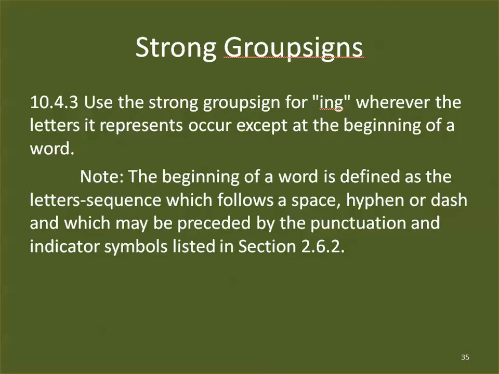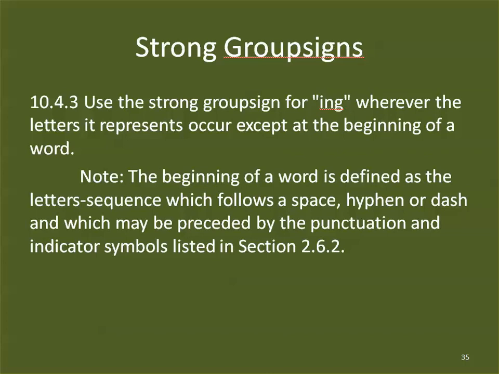Another one of those rules that was listed as limiting the use of group signs is that the ING contraction cannot be used at the beginning of a word. So use the group sign for ING anywhere else, wherever the letters it represents occur, except at the beginning of a word. And there's a note in the rules that says the beginning of a word is defined as the letter sequence which follows a space, hyphen, or dash, and which may be preceded by the punctuation and indicator symbols listed in section 2.62, which is the list of punctuation and indicators that we went through earlier in this video.